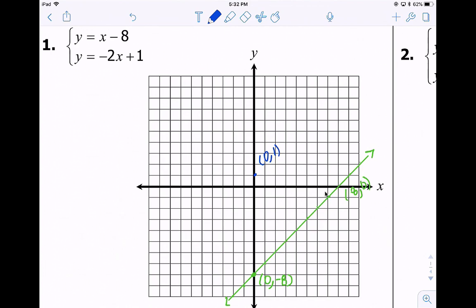It is important that you get points because you're going to need to find the intersection. If you don't have points, it's hard to know where that is. So down 2 and right 1, or up 2, left 1, up 2, left 1, up 2, left 1. We're going to draw our line. All right.